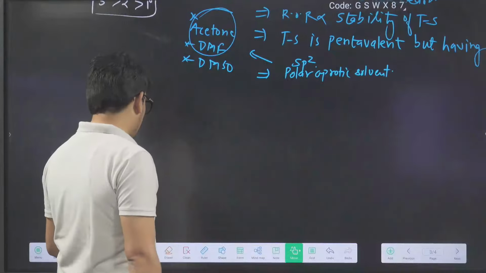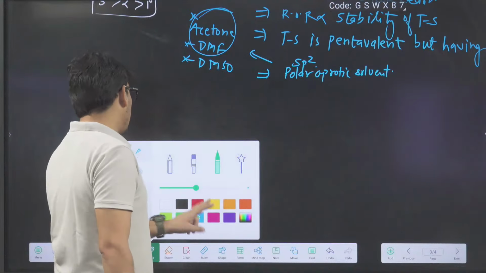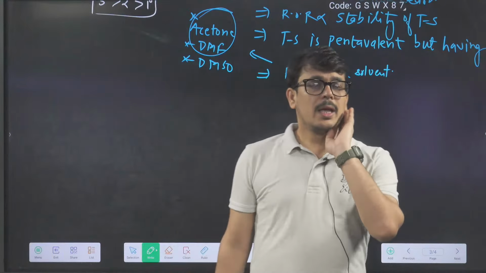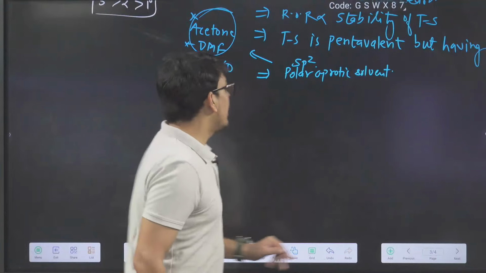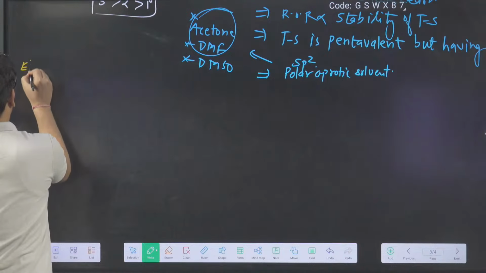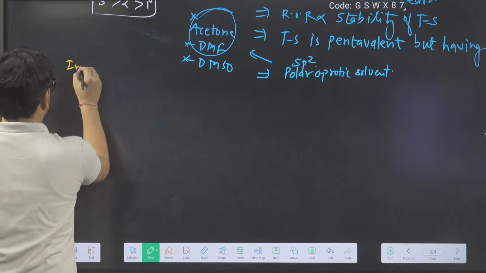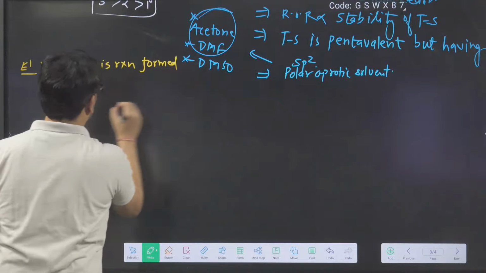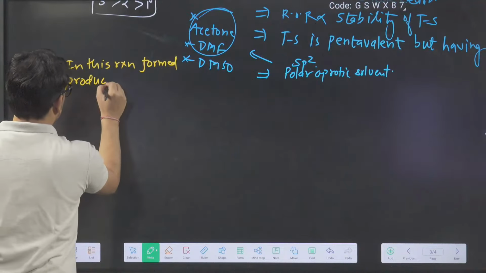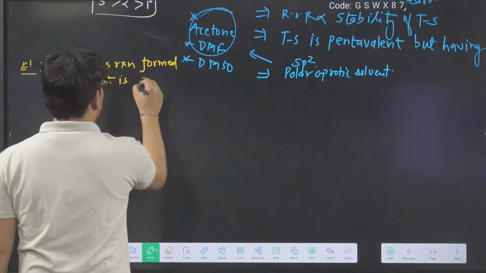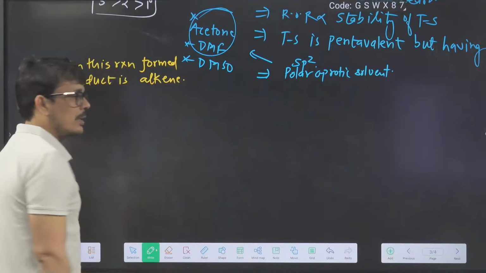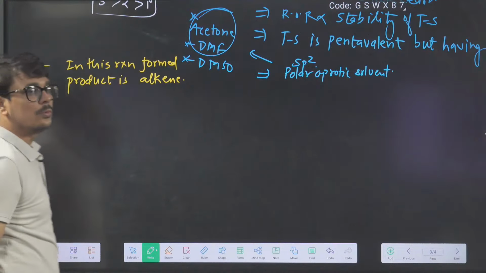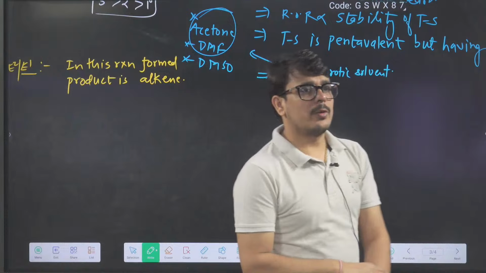Now tell me about E1 or E2. What is the difference? Between E1 and SN1, only one difference is there, heat. First, in this reaction, the formed product is alkene or not? Whether this is E1 or E2, the formed product will be alkene.